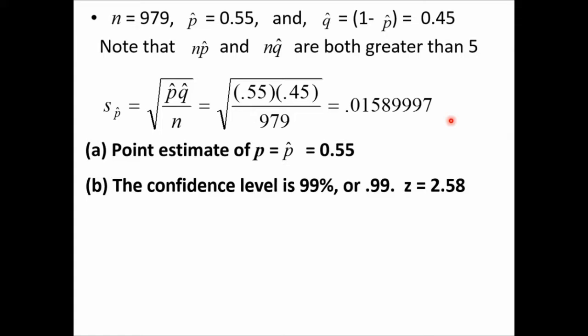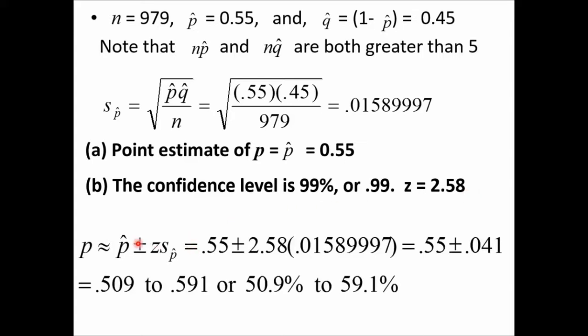And what we need out of that is a z-value. And we know that at 99%, the z-value is 2.58. So here is our expression of interval estimates. P, or the population proportion, is estimated by p hat, or the sample proportion, plus or minus z times the standard error, or s p hat, or the standard deviation of proportion. So that gives us p hat, which is 0.55, plus or minus the 2.58, which is the z-value at a confidence level of 99%, times the standard error, which we calculated earlier, and that gives us 0.55 plus or minus 0.041.